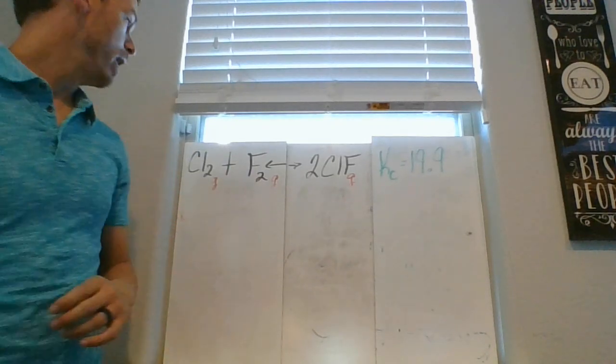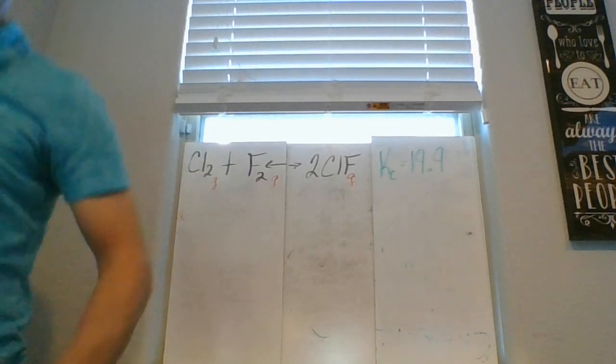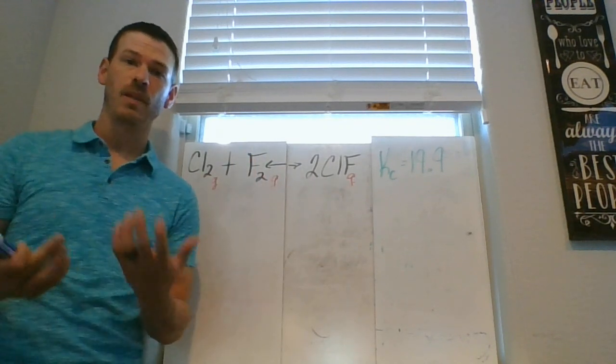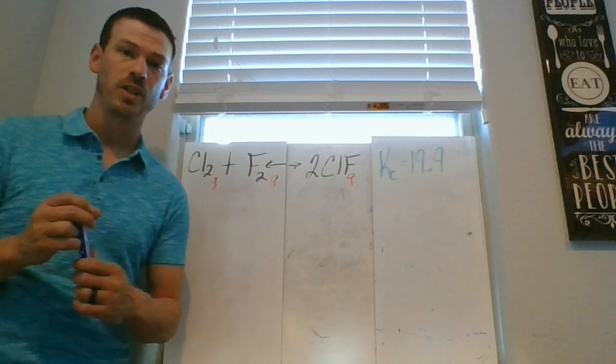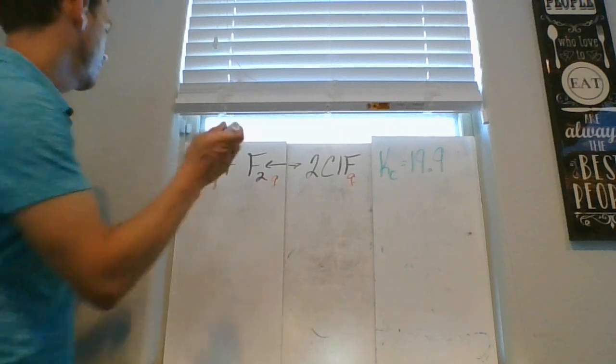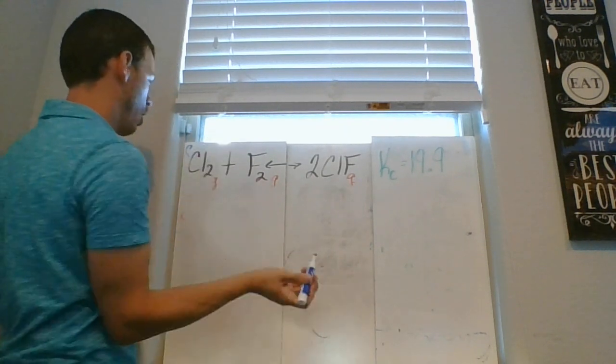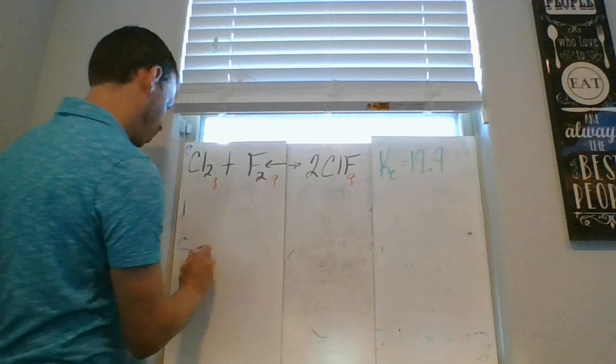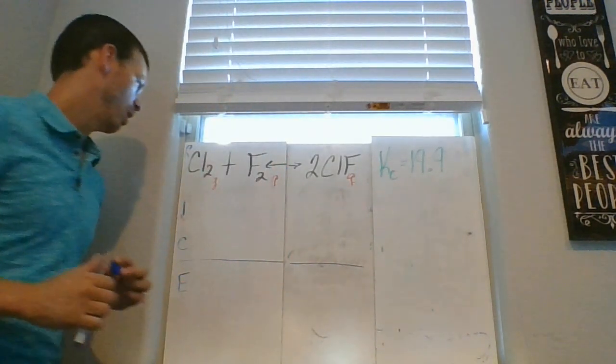So if we were going to do a RICE table for this, we have to use a Q because, again, it gives us amounts of everything instead of something being at 0. So I don't know which direction it's going to shift. Well, my RICE table is going to have, well, there's the R because that's the reaction. So here's I, C, and E. All right.